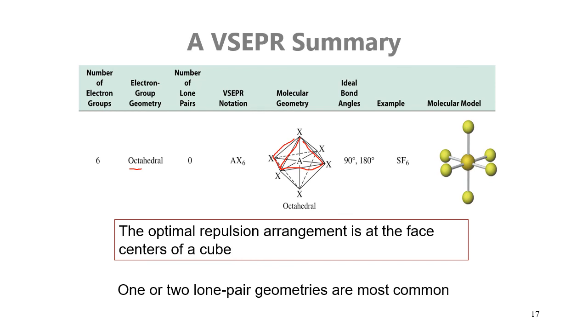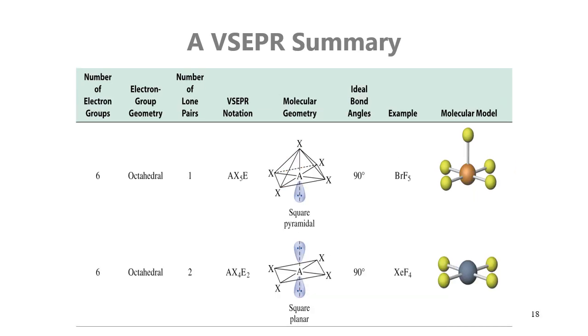So this is the case of AX6. Bond angles are 90 and 180. For example, sulfur hexafluoride. The optimal repulsion arrangement is at the face centers of a cube. And 1 or 2 lone pair geometries are most common. For example, here you can see octahedral with 1 lone pair, AX5E. Actually, it becomes square pyramidal. Why square? Because this is a square here, and then a pyramid. The bond angle is 90 degrees. And the example is BrF5.